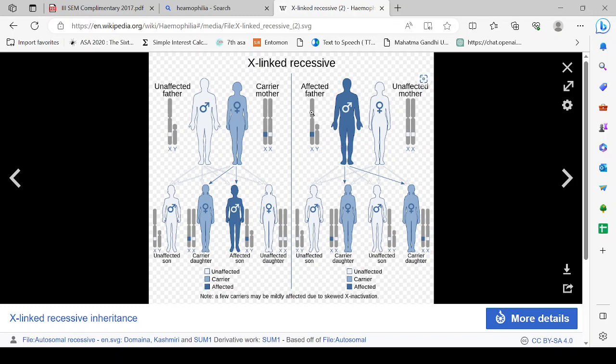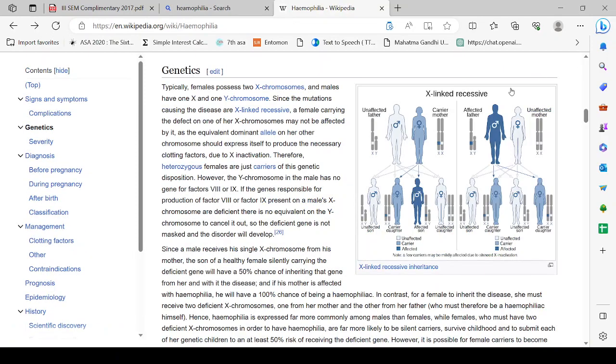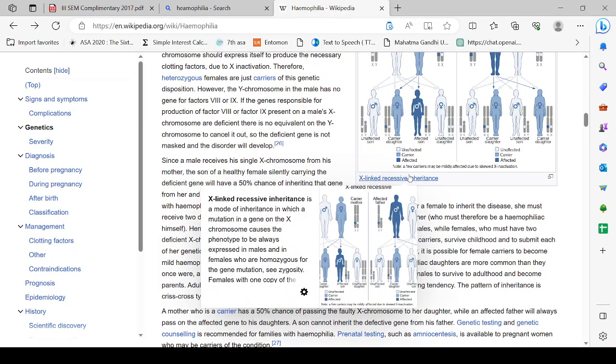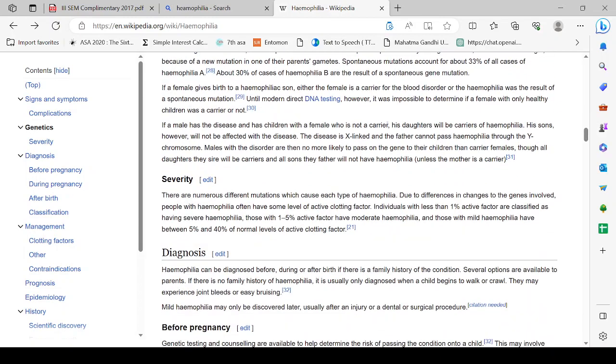Now what is the other possibility? This is the affected father and this is the unaffected mother. In such a case, the son will always be unaffected. The daughter formed may be a carrier because one X will be coming from the father. So the other possibilities are an unaffected son and a carrier daughter. These are the two different possibilities that we can find in the case of X-linked hemophilia. Because of this, it is considered a genetic disease, and nowadays some treatment opportunities are there.